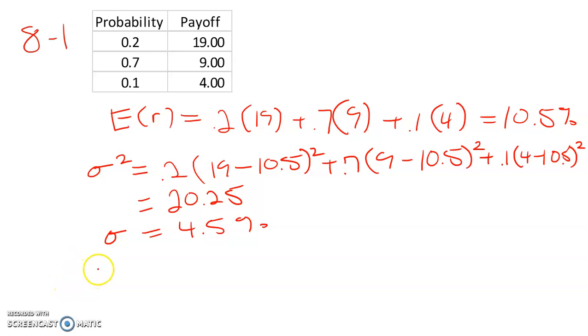So the coefficient of variation, CV for short, is the standard deviation, 4.5%, divided by the expected return of 10.5%. That is 0.43. Coefficient of variation gives us a measure where we can compare the relative riskiness of assets. So we use that more as we go through this chapter.